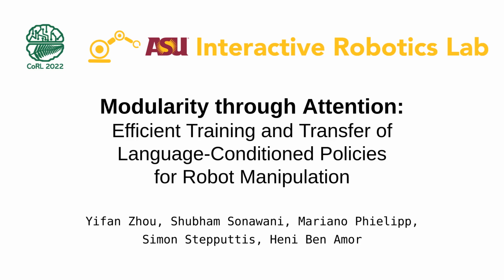In this paper, we propose a sample-efficient approach for training language-conditioned manipulation policies that allow for rapid transfer across different types of robots. We introduce two complementary methods, namely supervised attention and hierarchical modularity. We also show that the learned submodules can be used to introspect the robot decision-making process.